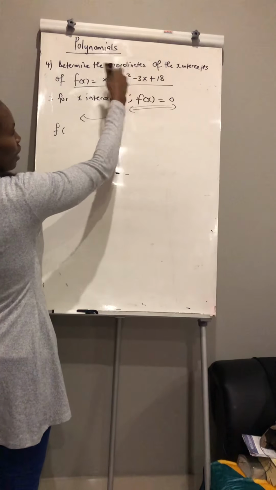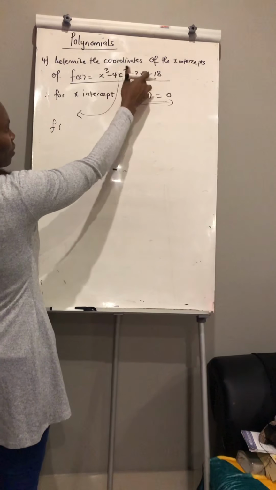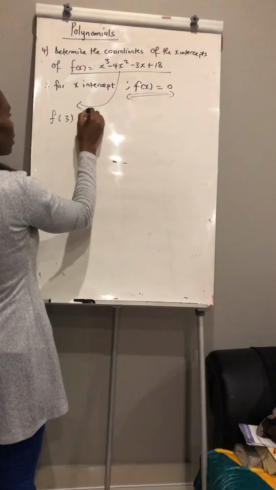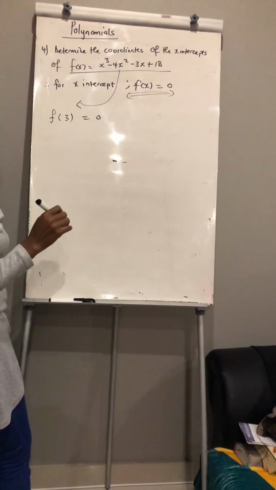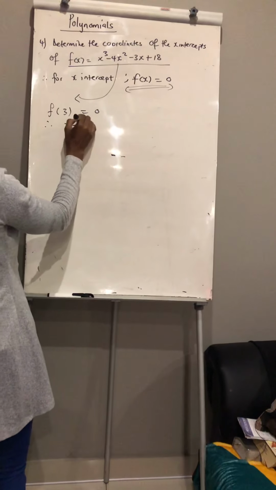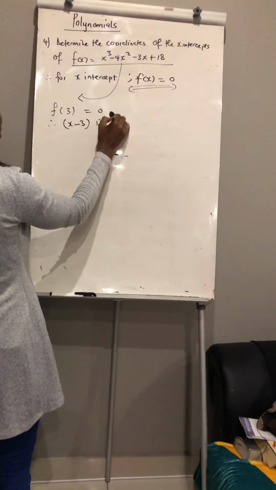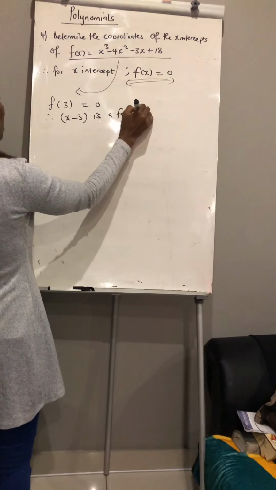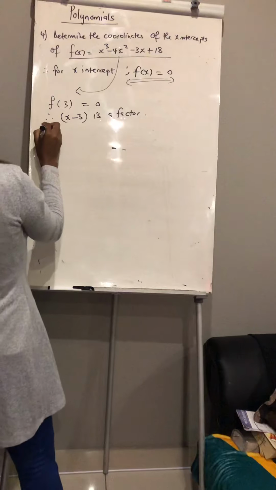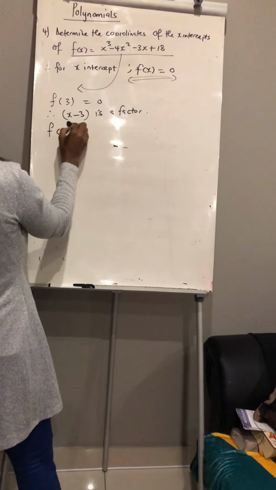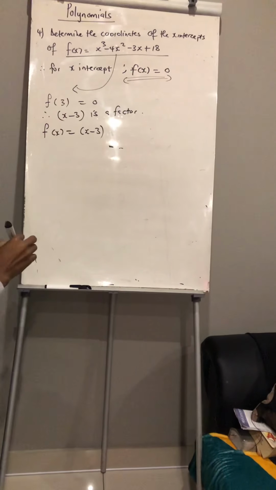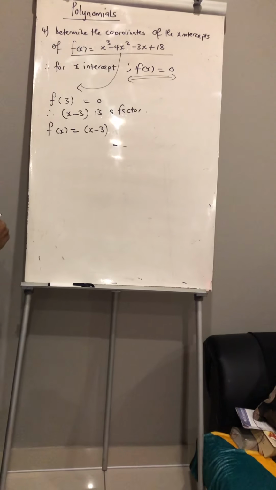So let's try a few. I'm seeing 3 should work. Function of 3 should be able to give you 0 over there. So what it means is that x minus 3 is a factor in this situation. So if x minus 3 is a factor, you should be able to now write function of x like this. Just making sure 3 is a factor there.